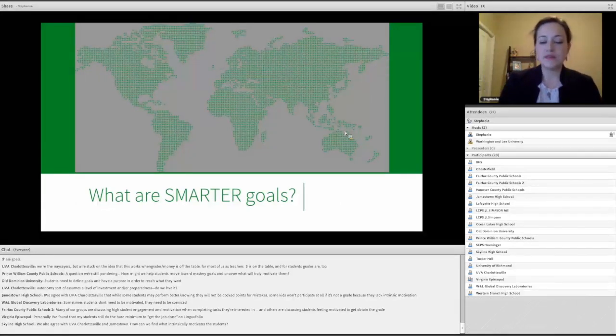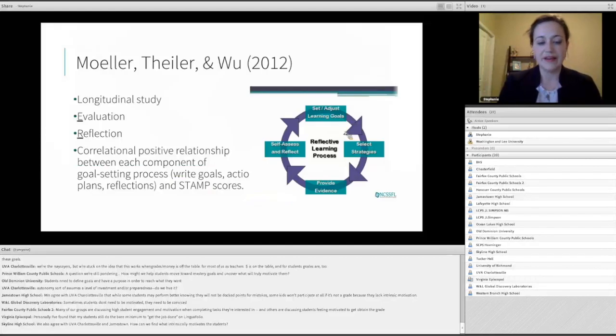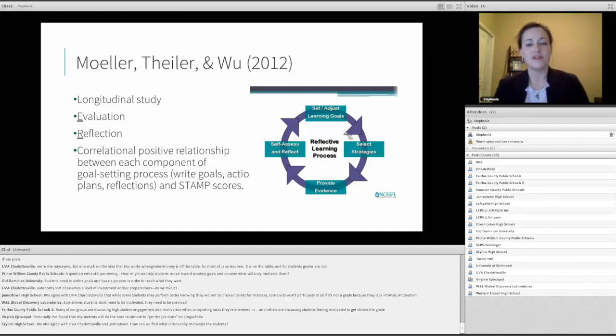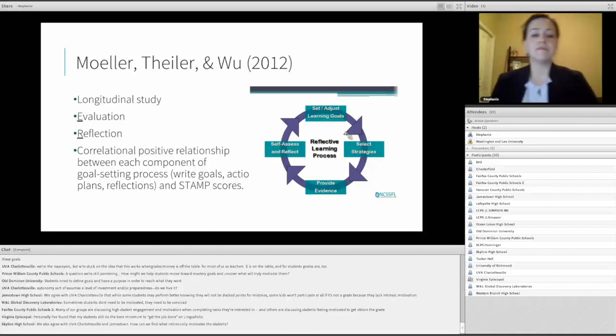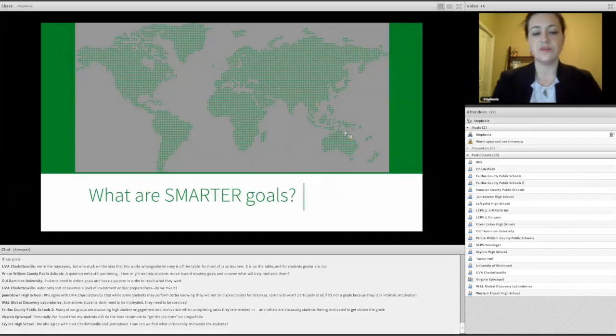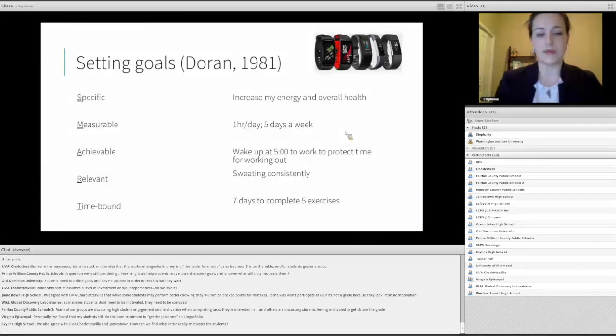So we see those in all domains, really. But what we see that's cool with reference to Linguafolio are what are called SMARTer goals, where Moeller, Thieler, and Wu, this is the result of a longitudinal study done over 5 years. The first year was a pilot, though, so we have 4 years of data. That they use SMART goals with students. So I'll go back just so you can see that.